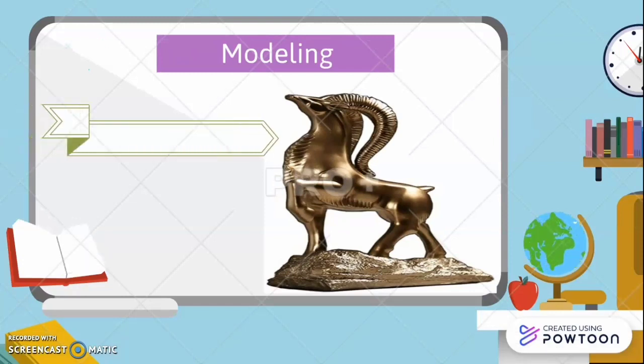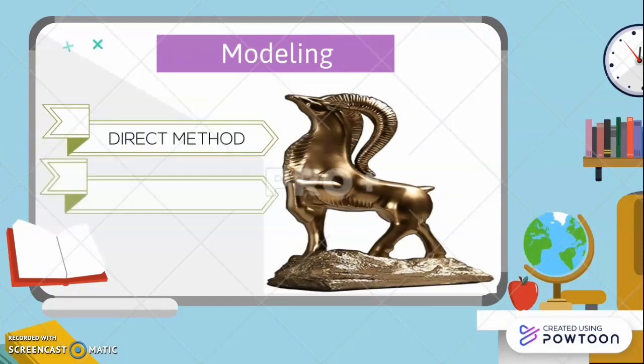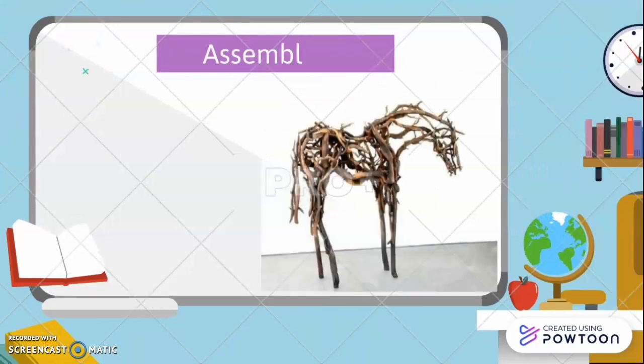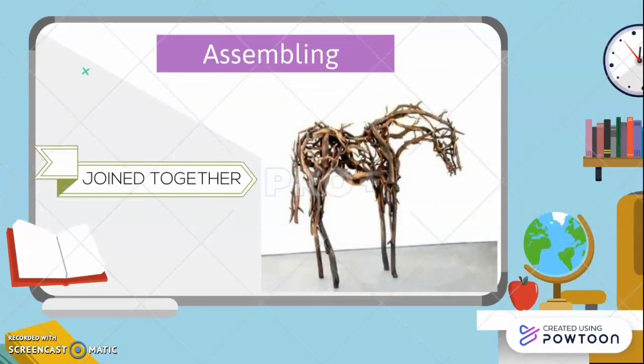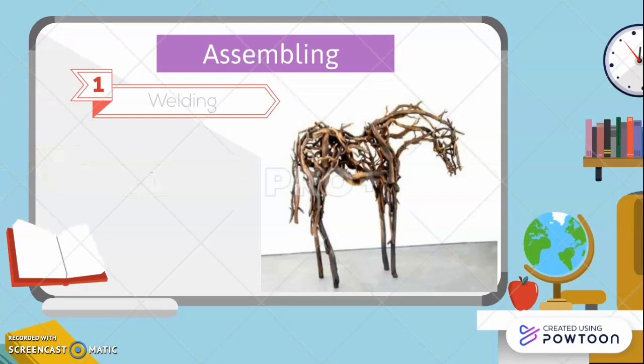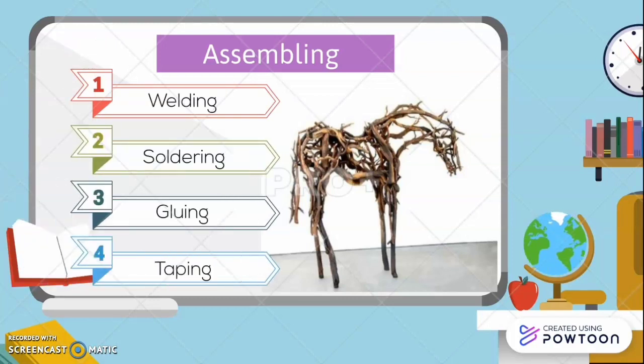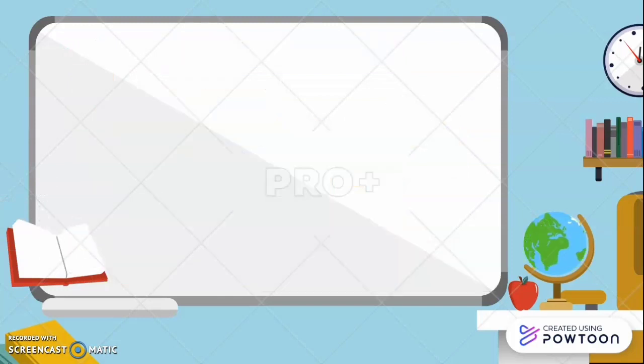Modeling. It is the most direct method of sculpting. The benefit is that it is easy to test methods before committing, and it can be reworked indefinitely. Assembling. The pieces or segments are joined together, using welding, soldering, gluing, taping, or other attachment methods.